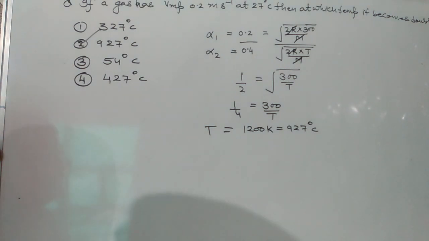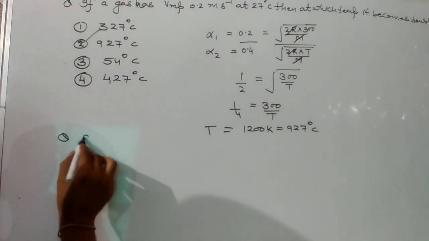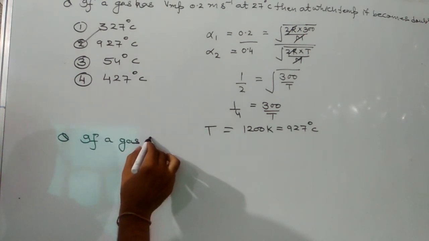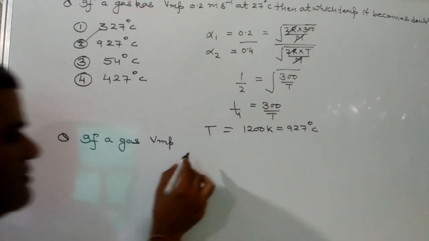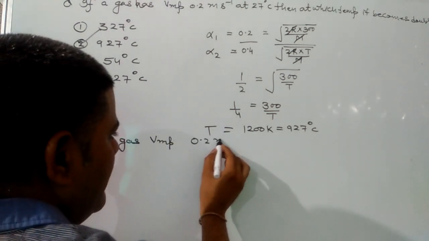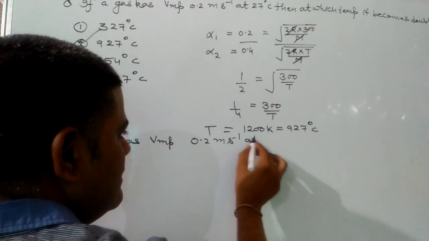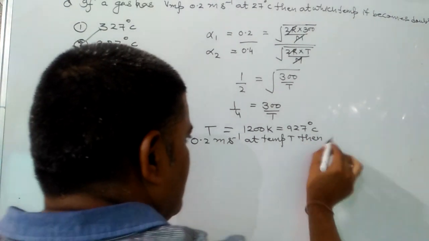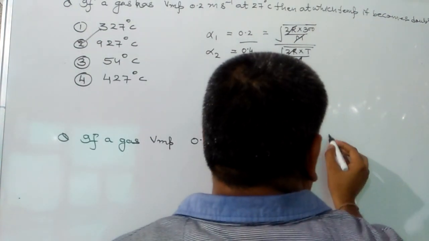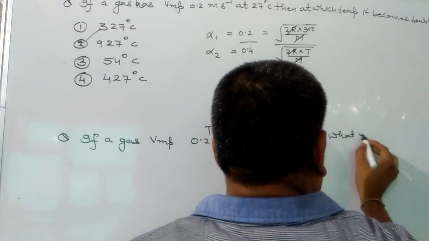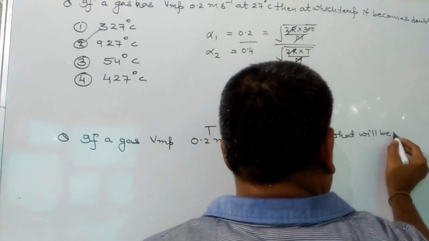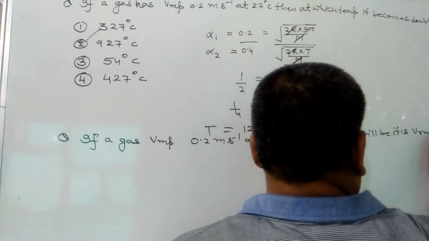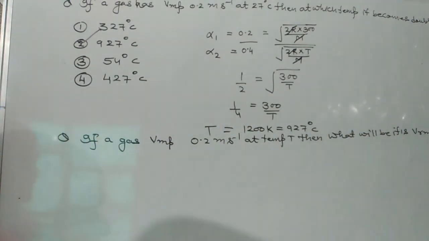I hope you understand. Next question is, if a gas has most probable velocity 0.2 meter per second at temperature T, then what will be its root mean square velocity?